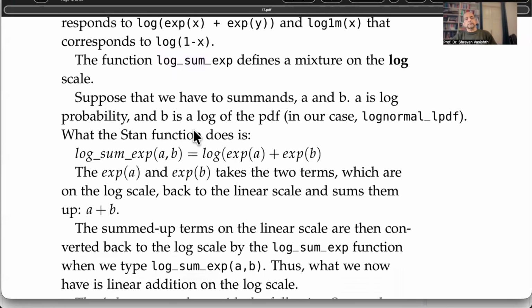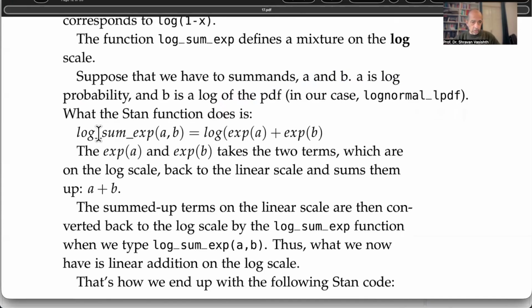Just in the abstract, suppose we have two summands. I should find out how to pronounce this. If you have two summands like A and B, and A is in log probability space, okay? A is log probability, and B is the log of the PDF that we are working with. In our case, that's the log normal, right? So A is the log of the probability, and B is the log of the PDF we are working with, right?